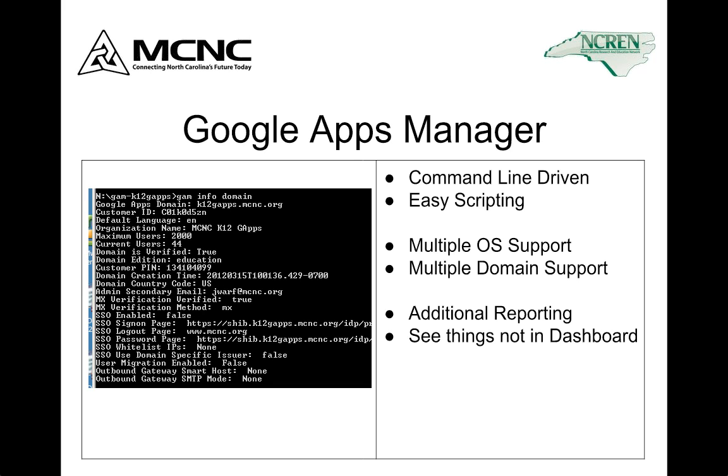So with GAM, we can actually pull information such as who are all our users that have aliases, or if we need to pull several different types of pieces of information, we can do so from here. And we'll take a look at that as well here in a few minutes. And you can see things that are not in your Google Apps dashboard.